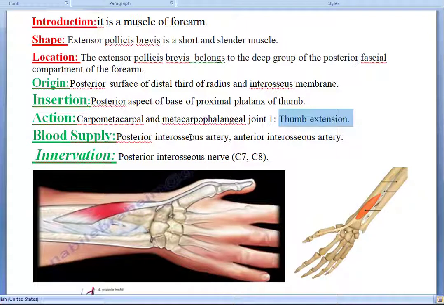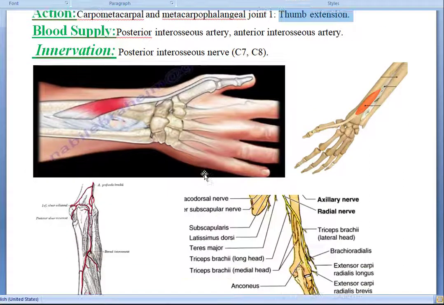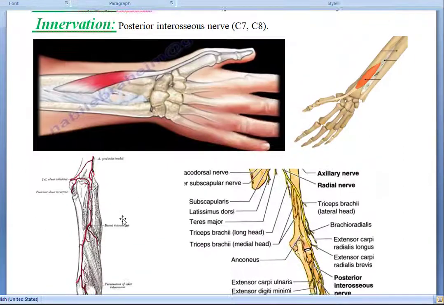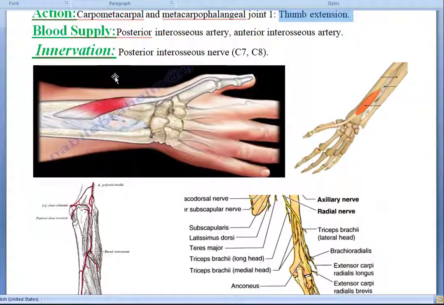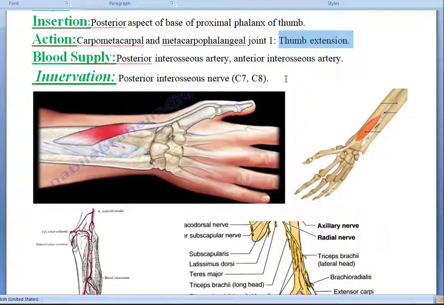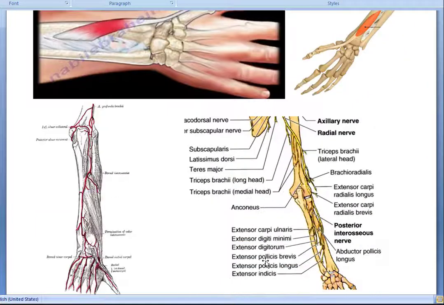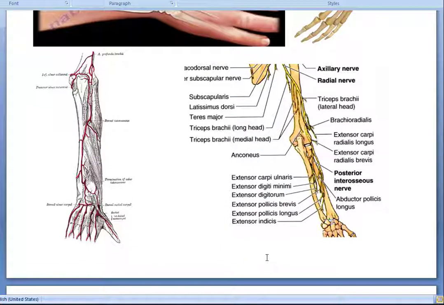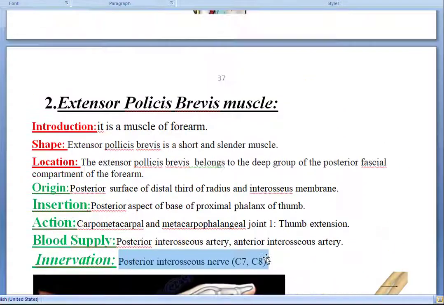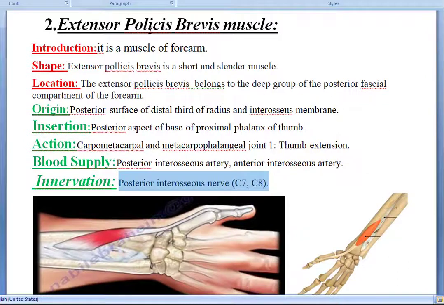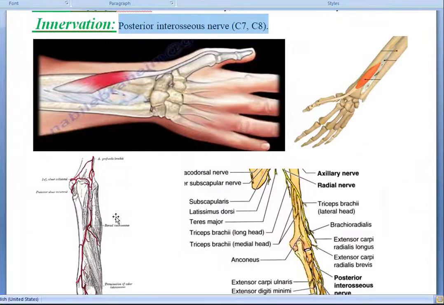It is supplied with oxygenated blood by the posterior interosseous artery and anterior interosseous artery. Here they are shown. And it is innervated by the posterior interosseous nerve. I hope you got it. So this was about the extensor pollicis brevis muscle.